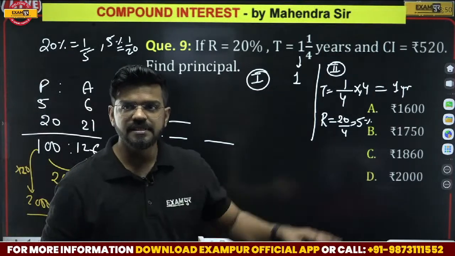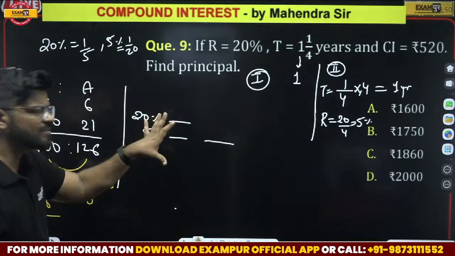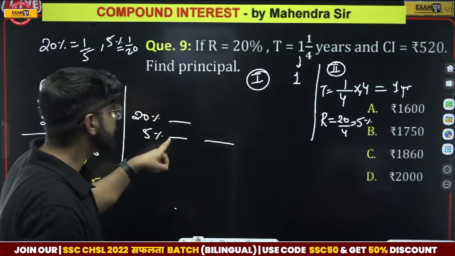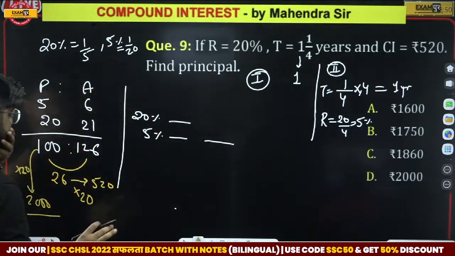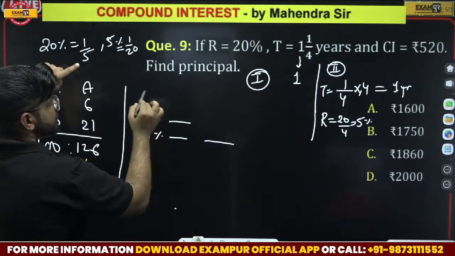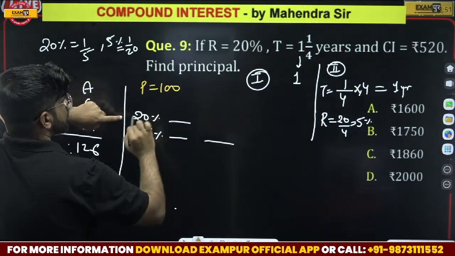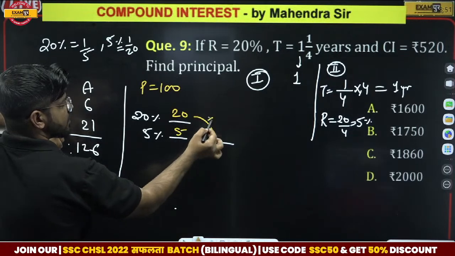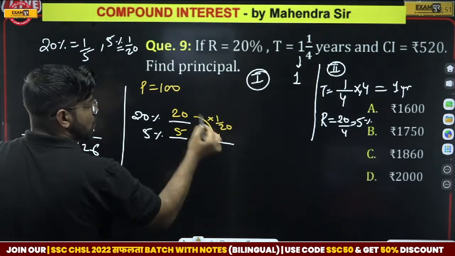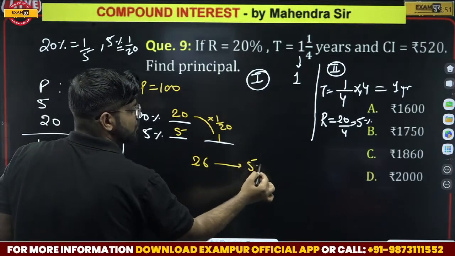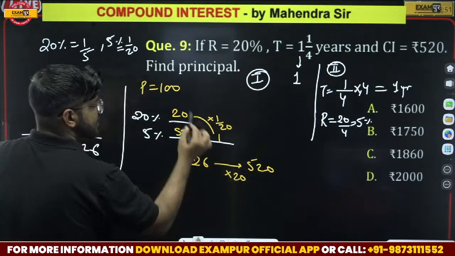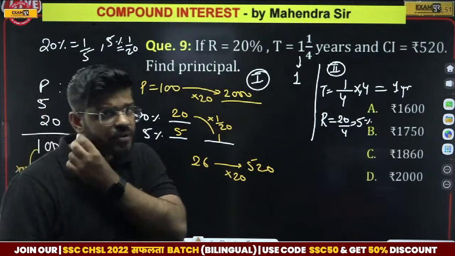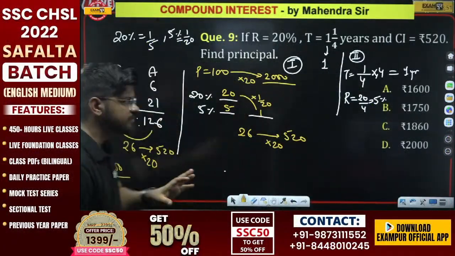So I told you that if CI, P or A is given, you should not use the slab method. You can directly do it with the ratio method only. Okay, if you want the slab method, I can also tell you here. You have to see that 1 by 5 and 1 by 20, we get P equal to 100 here. 1 by 5 is 20, 1 by 20 is 5, again 1 by 20 we get 1. So overall it is 26. 26 gives you 520. Multiply by 20, we will get the answer. This is how we are going to use the slab method. Okay, clear to all of you? Is it clear?